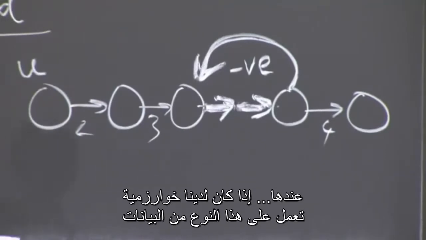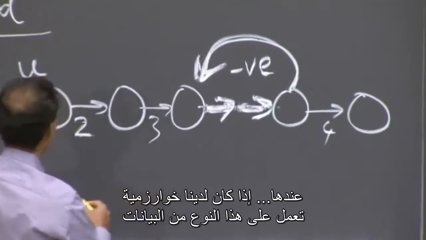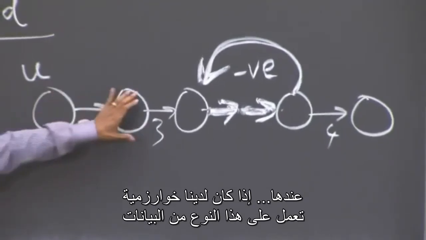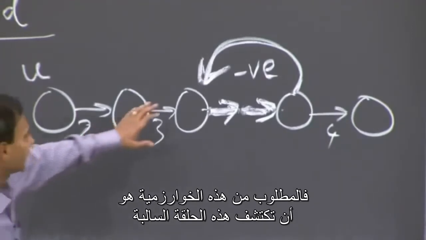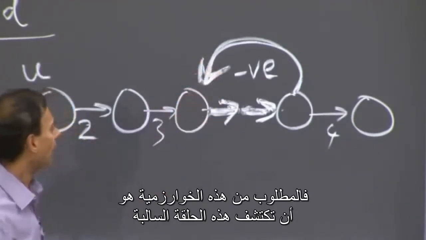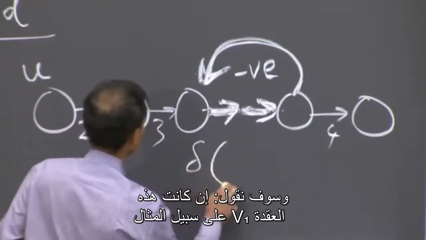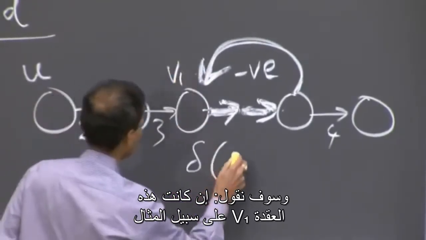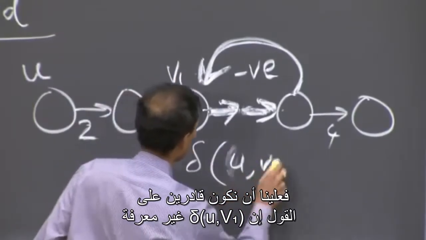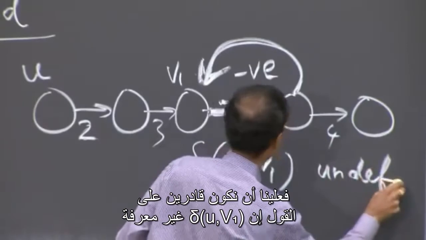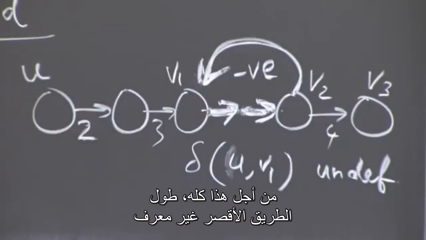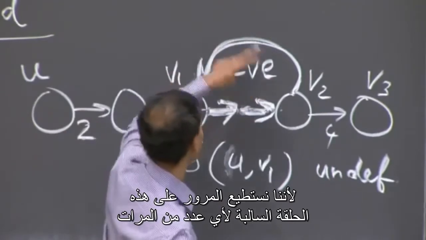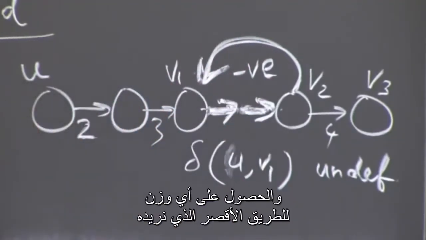Then if you have an algorithm that needs to work on this type of graph, what you want to be able to do is to detect that this negative cycle exists, and you're going to essentially say, if this vertex is v1, for example, you want to be able to say delta u v1 is undefined. And similarly for v2, v3, etc. For all of these things, the shortest path lengths are undefined, because you can essentially run through this negative cycle any number of times and get whatever shortest path weight you want.